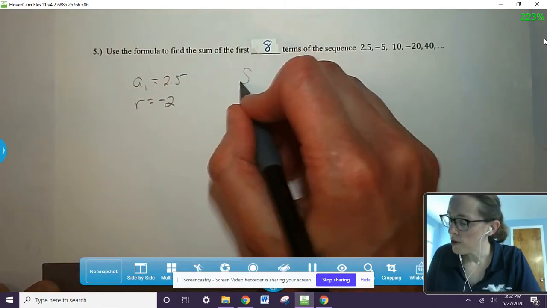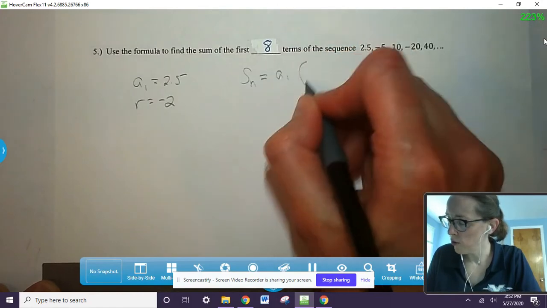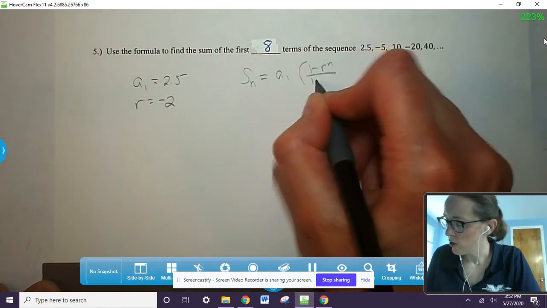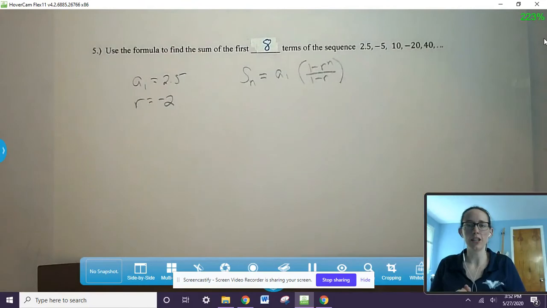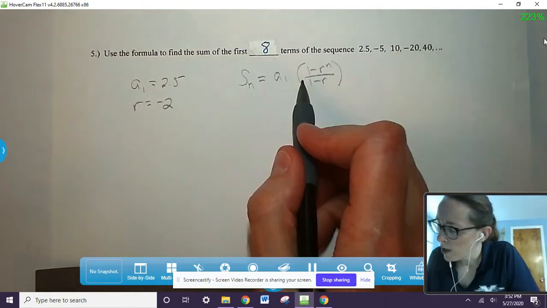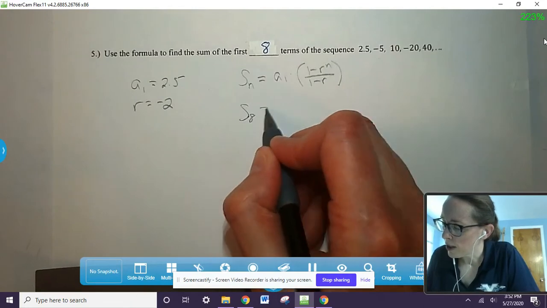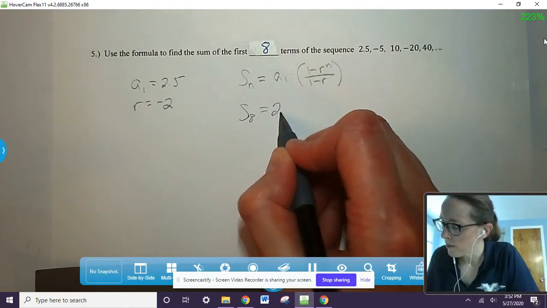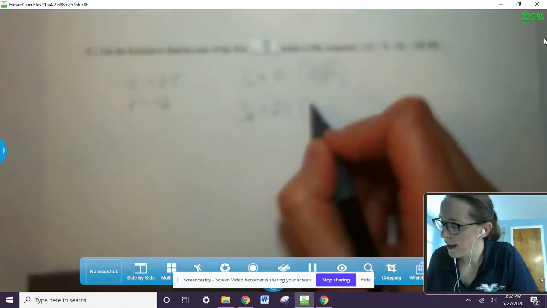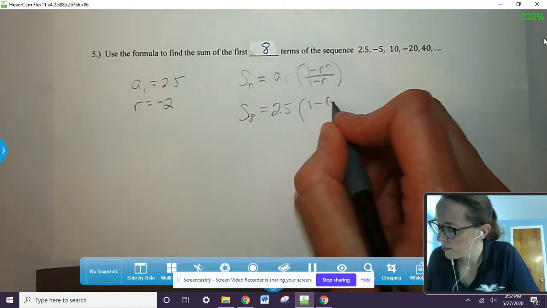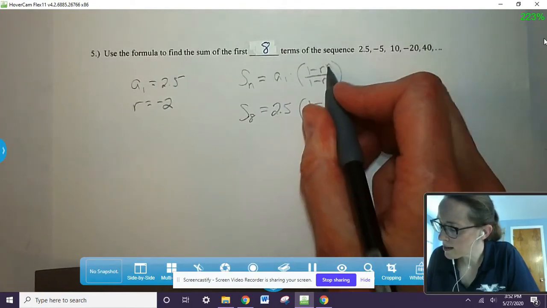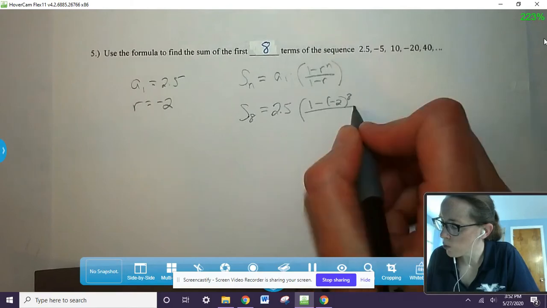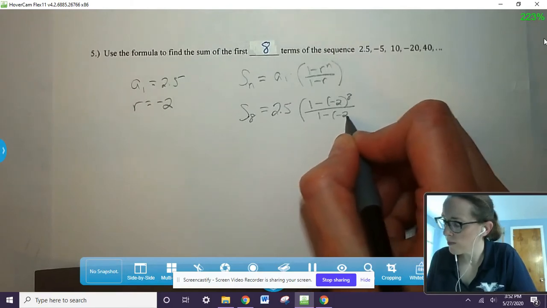And the sum of the first n terms, you can look up this formula because you don't have to memorize it this year. And it's brand new, so you would look it up at this point anyway. And if we want to find the sum of the first 8 terms, we're going to plug in the first term for a sub 1. We're going to plug in -2 for r. N is going to be 8. And the denominator is 1 minus -2.